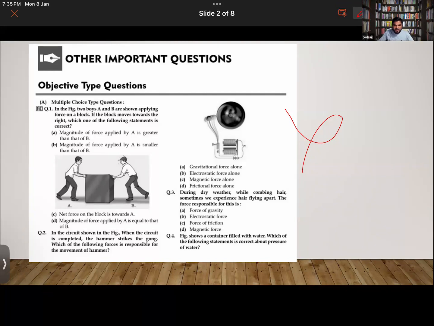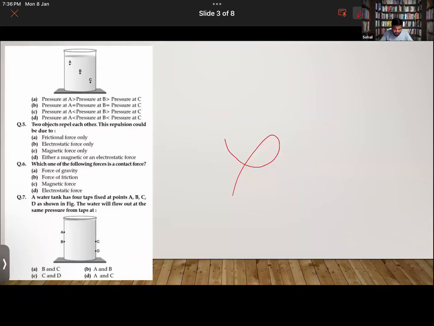For example, see, in question number 3, you have answered force of friction. Everyone read the question. During dry weather, while combing hair, sometimes we experience hair flying apart. That is not due to force of friction. It is electrostatic force. The two bodies, the hair and the comb, develop opposite charges, and opposite charges attract. So thereby electrostatic force develops there.